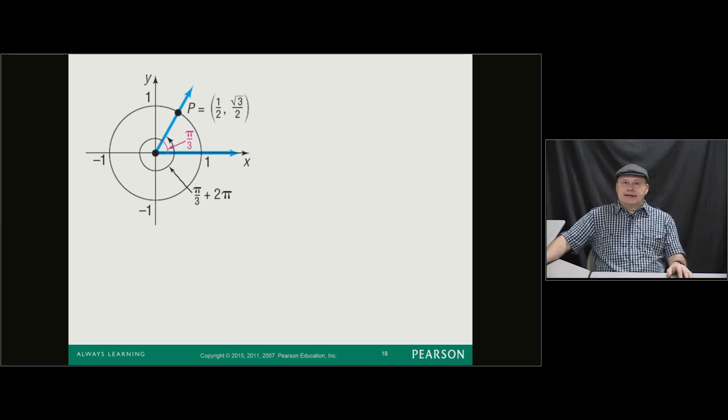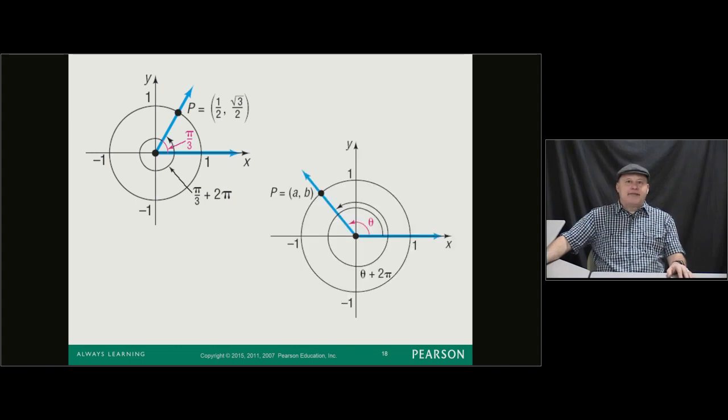All right, so let's look at this picture. So we have a point, this time it's pi over 3. And if we go all the way around and come back to it, that's pi over 3 plus 2 pi. So taking any trig function at pi over 3 would be the same thing as taking the trig function at that pi over 3 plus 2 pi, which is 7 pi over 3. All right, so it doesn't really matter.